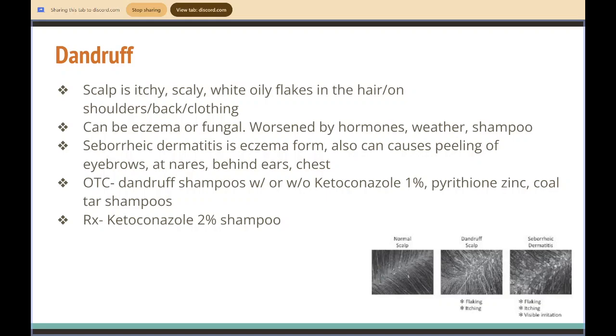Over-the-counter treatments are going to be dandruff shampoos, like Head and Shoulders, which has selenium sulfide, or any brands that are marketed. They can also have ketoconazole 1% over the counter. Some may have multiple ingredients. Pyrithione zinc is another ingredient used. I believe that's Selsun Blue. And then there are coal tar shampoos which are available, which Selsun Blue also makes a coal tar variety. Prescription, we have 2% ketoconazole shampoo.